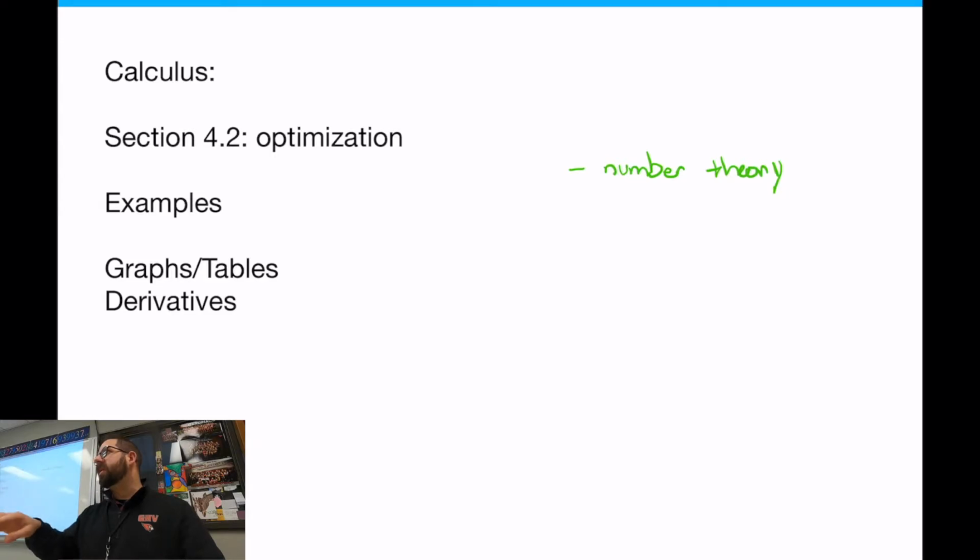You have to set up your equation, then figure out maybe you're trying to optimize the product. And so the product is the formula you take the first derivative of. Remember, you always have to substitute and get it down to one variable.